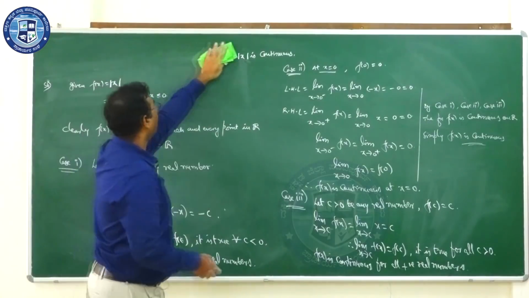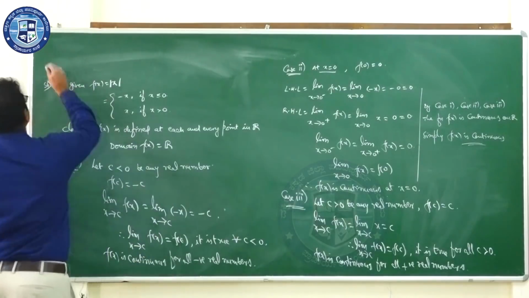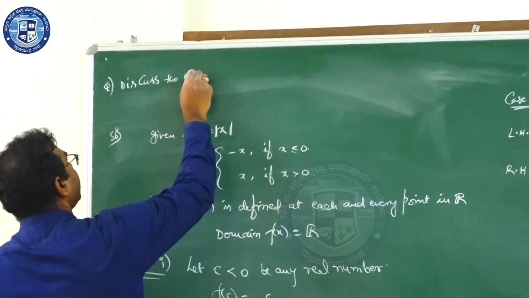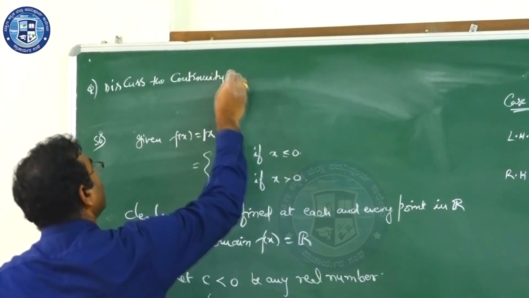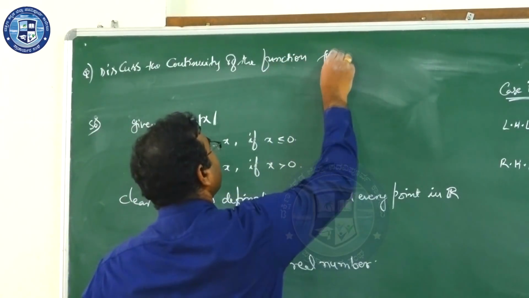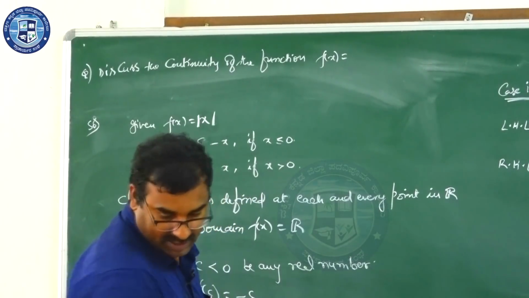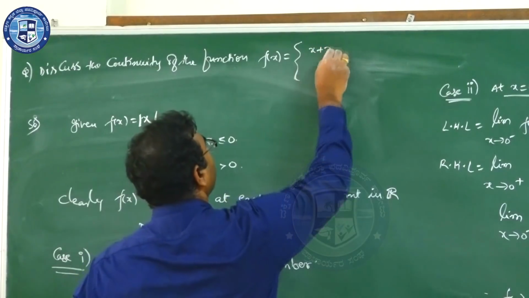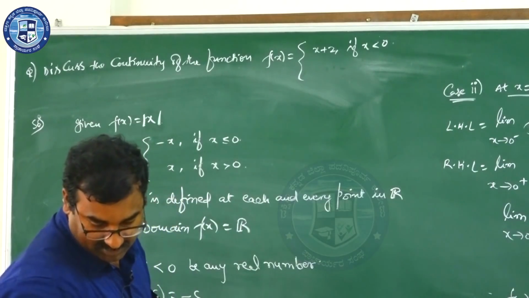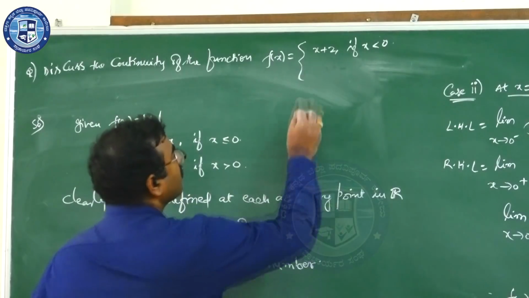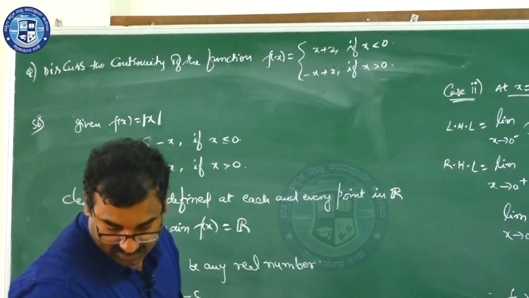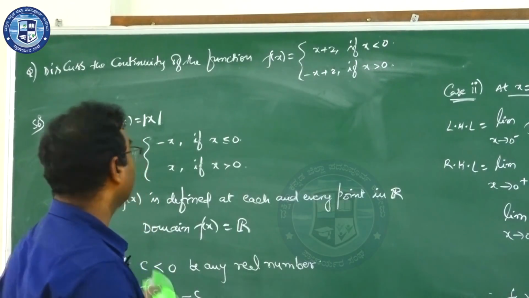Okay, so next question: discuss the continuity of the function f(x) is equal to x plus 2 if x less than 0, minus of x plus 2 if x more than 0, right.